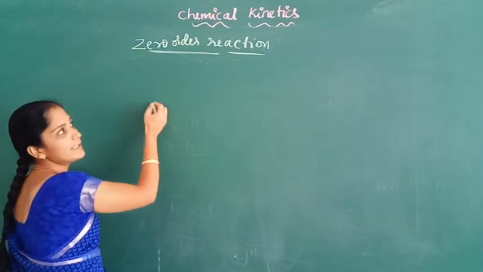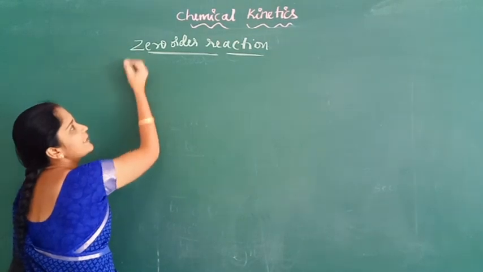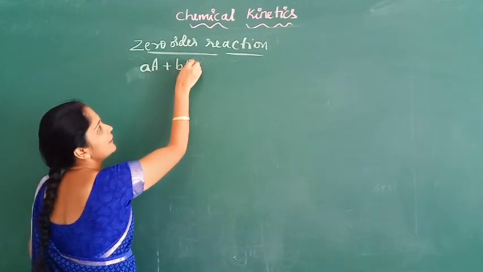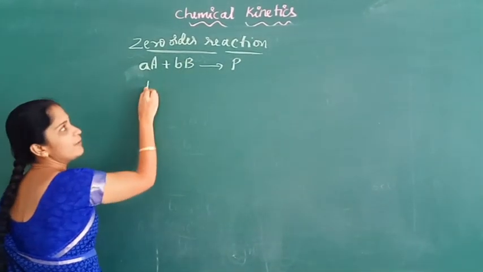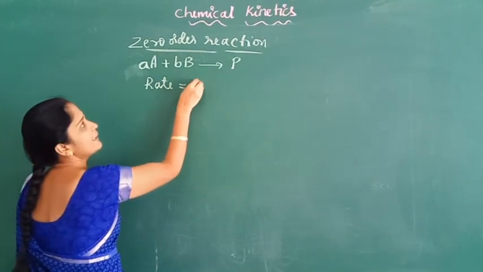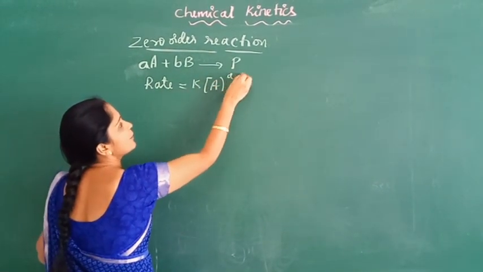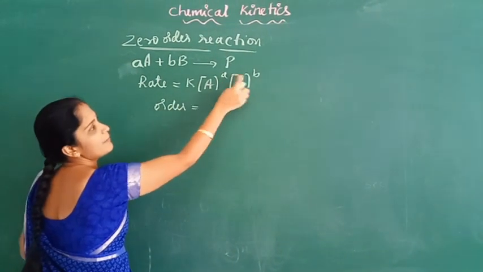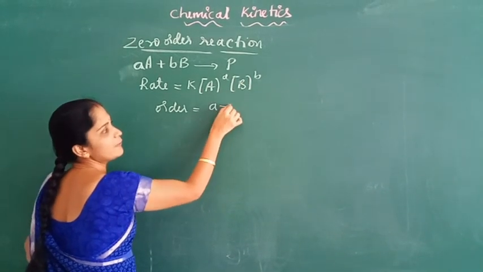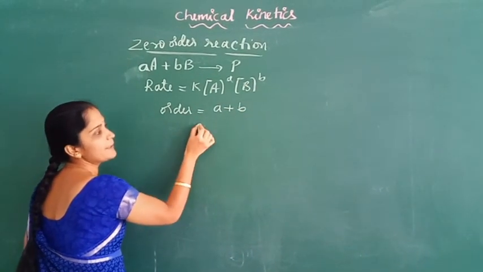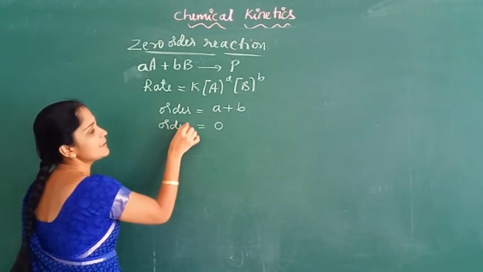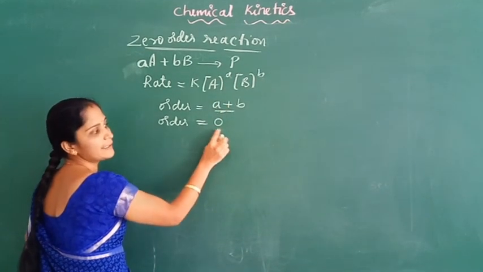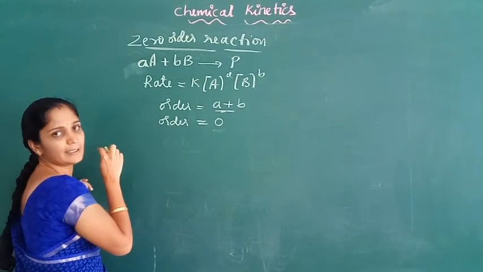So zero order reaction means, consider a reaction: a moles of A plus b moles of B gives rise to products. The rate law for this reaction is rate equals k times concentration of A to the power a and concentration of B to the power b. So order is the sum of the powers of the molar concentrations of the reactants, therefore a plus b. If a plus b equals 0, then the order is 0.